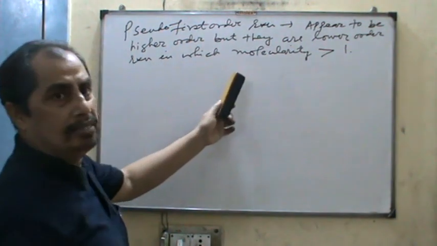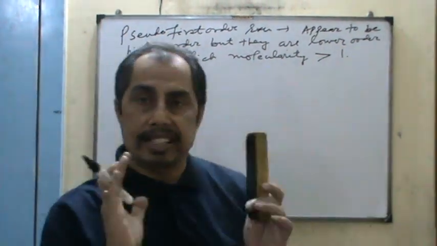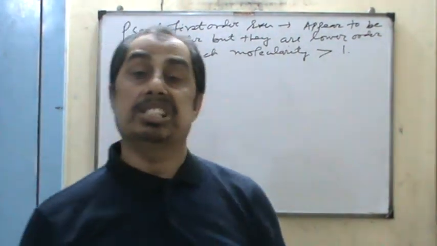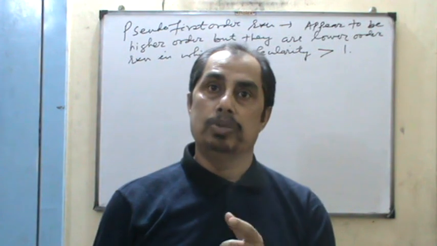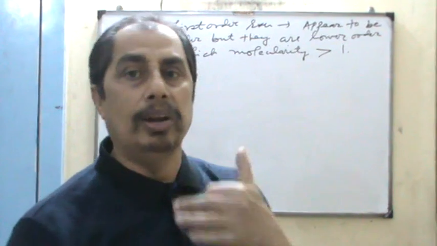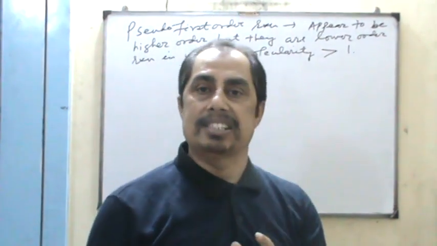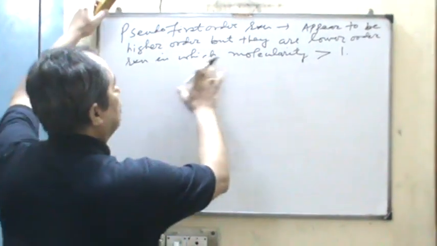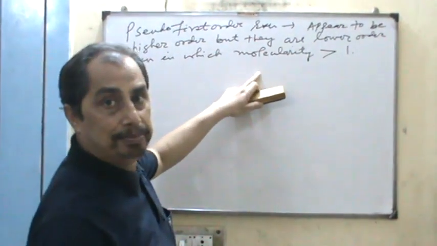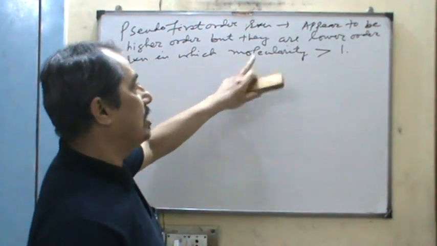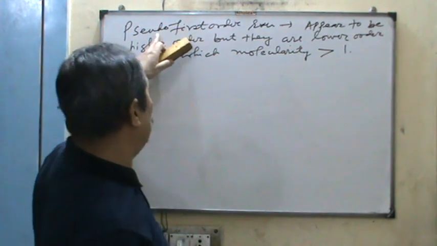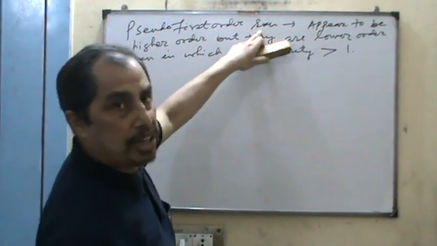In this reaction, you can say water is taken as the large excess with respect to the solute, so there is no change in the concentration of the water molecule. Only there is change in the concentration of the solute, but not the solvent. Usually you will get hydrolytic reactions. Right? So this is the first order reactions. They appear to be higher order, but actually they are lower order reaction, in which molecularity is always greater than the order of reaction. That's why they are called pseudo first order reaction.